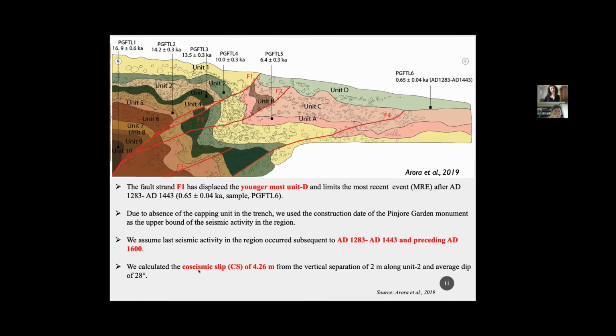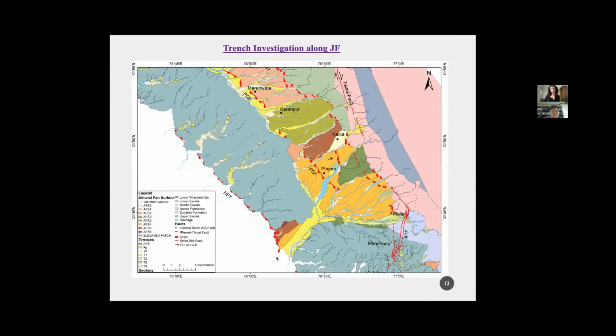We also calculated a co-seismic slip of 4 meters in the trench. Then, a second trench was excavated along this fault. This is the field photograph, and the scarp height is around 2 meters.